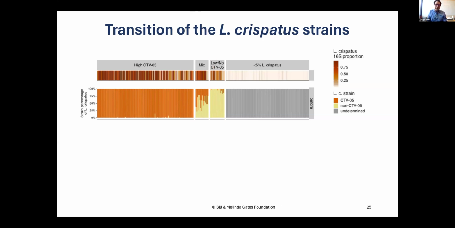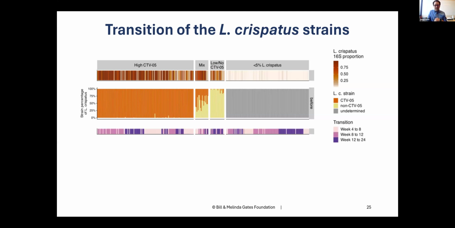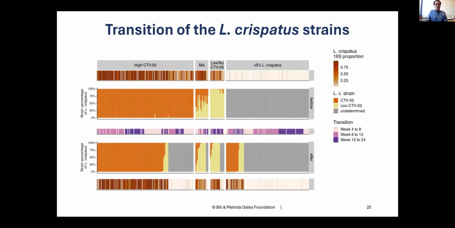non-CTV-05 Lactobacillus crispatus. Then at the next time point, you can see that most of the women who had CTV-05 transitioned to a state where they kept CTV-05. Some of them transitioned so that they no longer had Lactobacillus crispatus dominance. And then there were a small number of women who went from having mostly CTV-05 to having mostly a different strain.